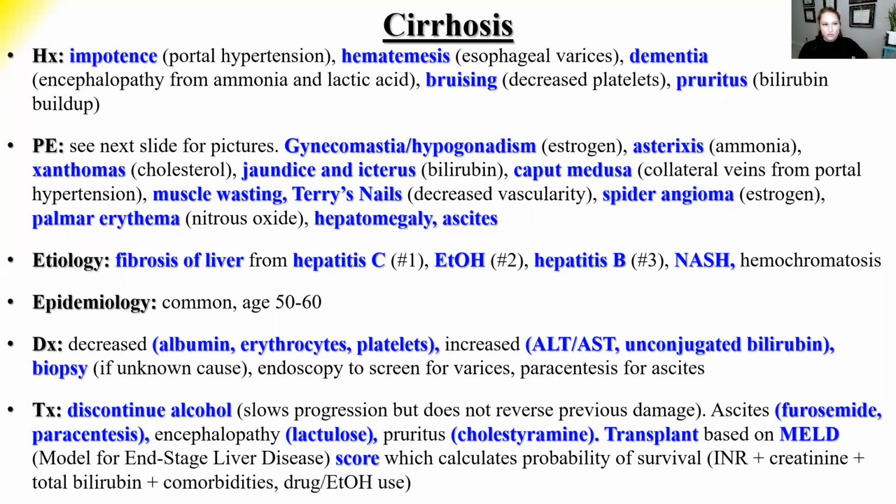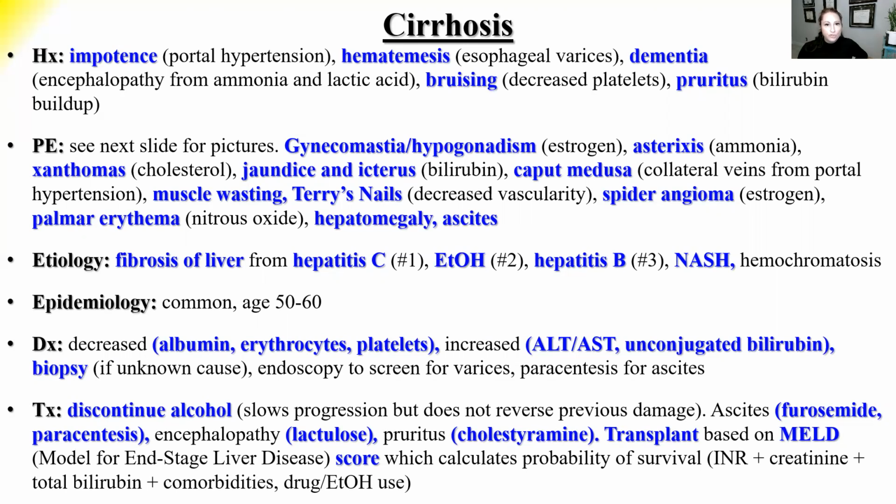So let's go through the history. They may present with impotence because of the portal hypertension, hematemesis because they develop the esophageal varices, dementia. These patients have a buildup of ammonia and lactic acid that they can't filter out of the bloodstream, so they get an encephalopathy. Remember that the liver is the site of filtration of the blood. So if we can't filter, all of these things build up in the bloodstream.